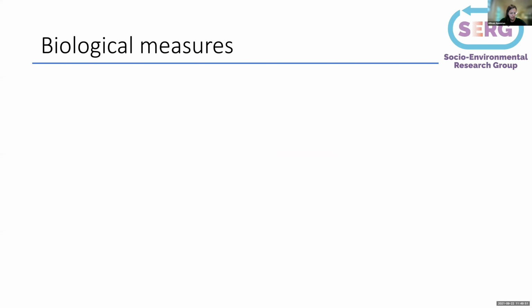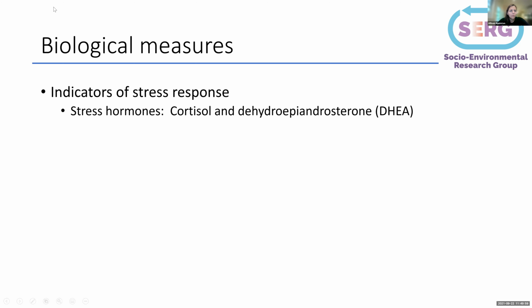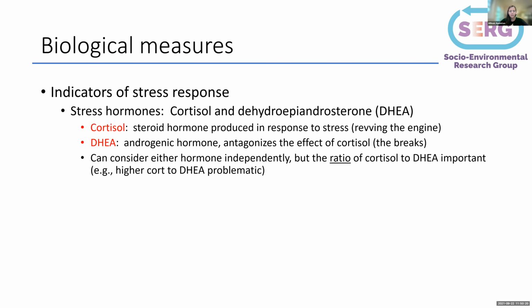All right, so I wanted to get into the biological measures as well. As I said before, for biological measures of stress, we have indicators of the stress response and indicators of accumulated stress experiences. In terms of indicators of the stress response, the most common and popular way people are examining this is through stress hormones, in particular cortisol and DHEA.